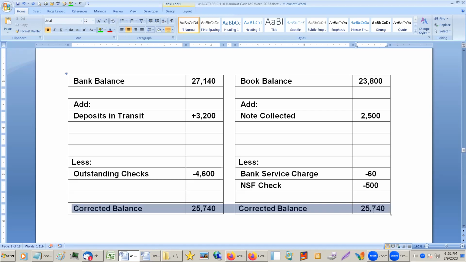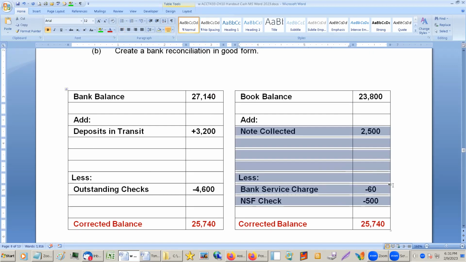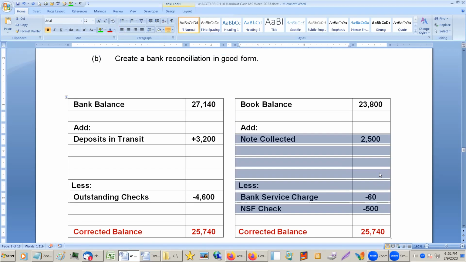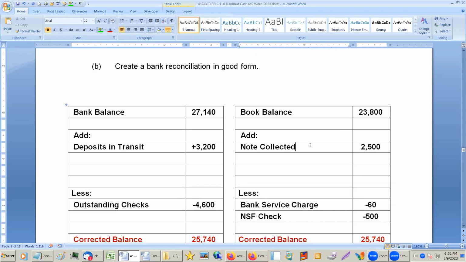These are the corrected balances, and those will be what you have in your cash account after you make the journal entries for these. And notice that if you don't make those, not just cash will be off, but other accounts will be off too.